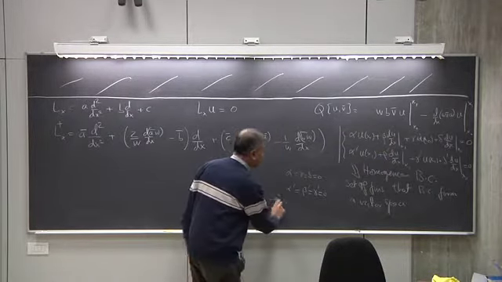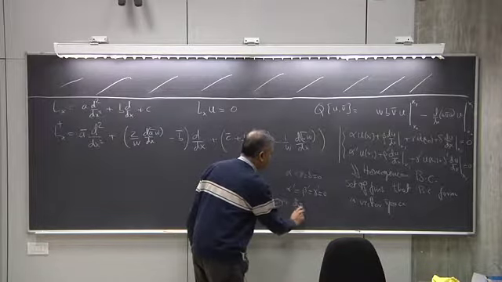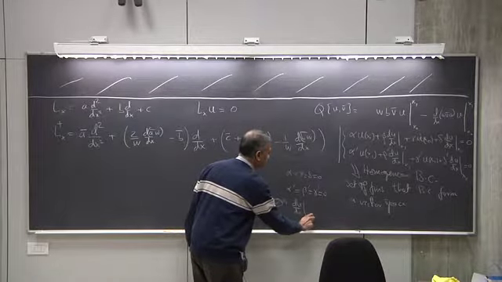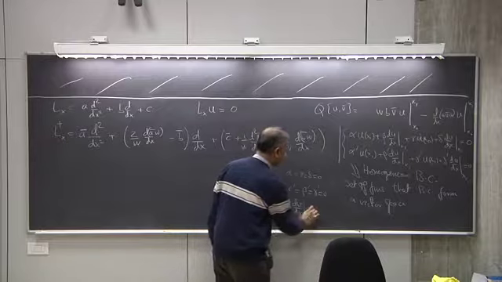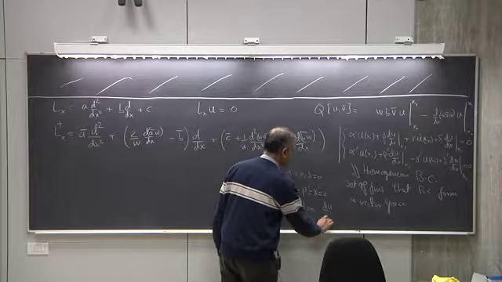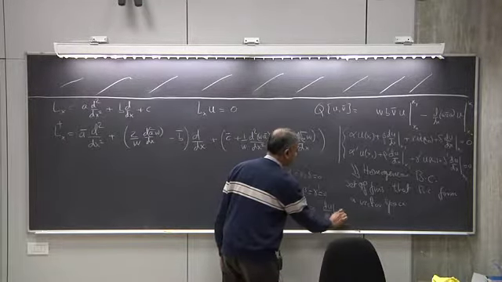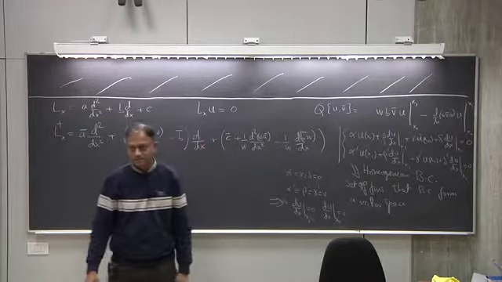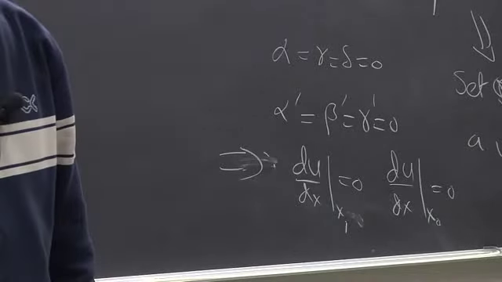So this implies that the boundary conditions are simply du/dx at x1 equal to 0, and du/dx at x0 equal to 0. So that's a Neumann boundary condition.